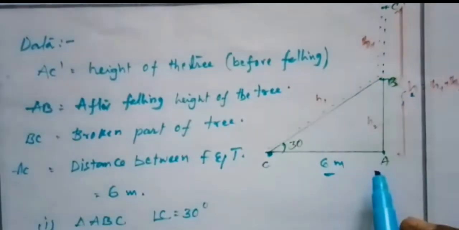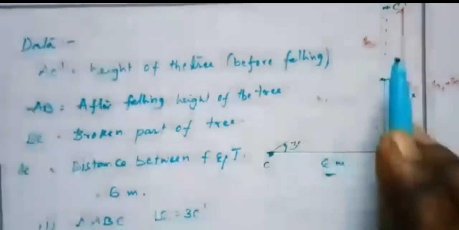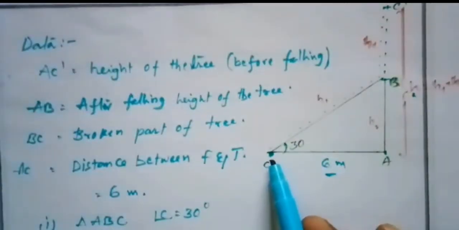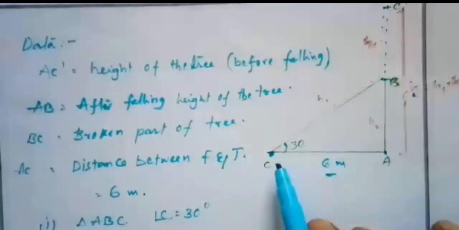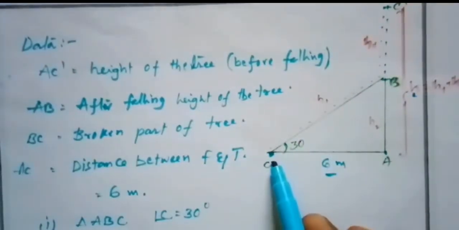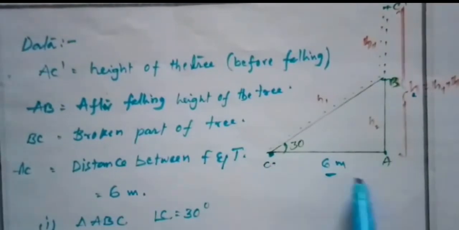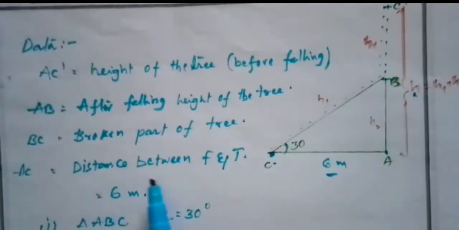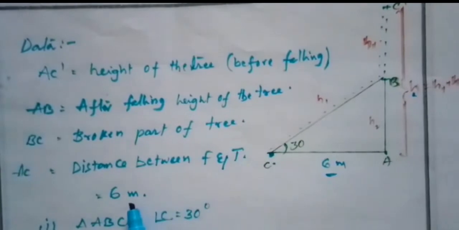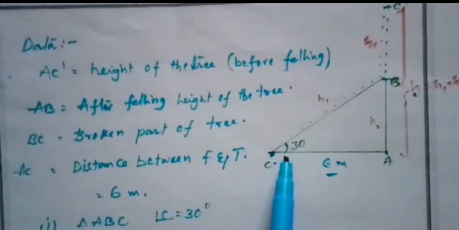Now AC is the distance between the foot of the tree and the landing point, where the broken part touches the earth. See, this A is the foot of the tree, and the distance between these two points is 6 meters. So AC equals the distance between the foot of the tree and where the broken part touches, 6 meters.